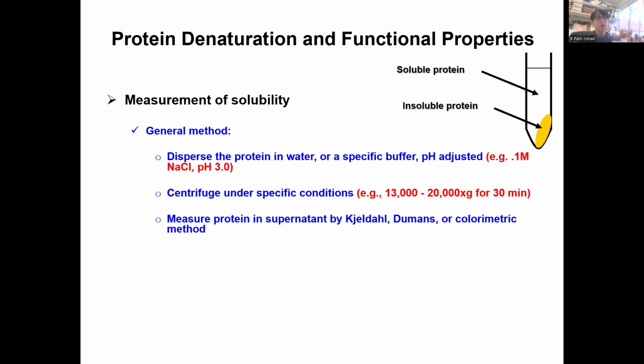Sometimes we prepare the solution in a buffer or at a particular salt concentration if we want to look at the impact of specific stabilized conditions. In our lab, we don't necessarily use a buffer. We adjust the pH either to neutral or to an acidic pH that we're really interested in, that would be relevant to an application like acidic beverages. So we measure at 3.4 and we also do neutral pH.